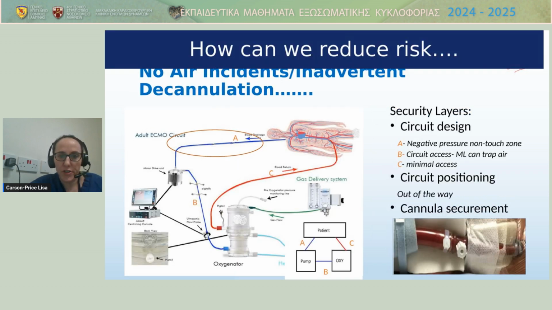So how can we reduce the risk? Like I've mentioned, the security layers. One thing is your circuit design. Your circuit design is your first security layer.